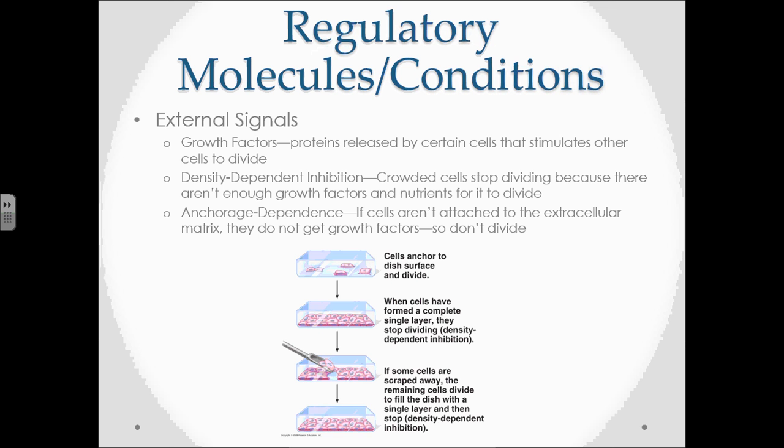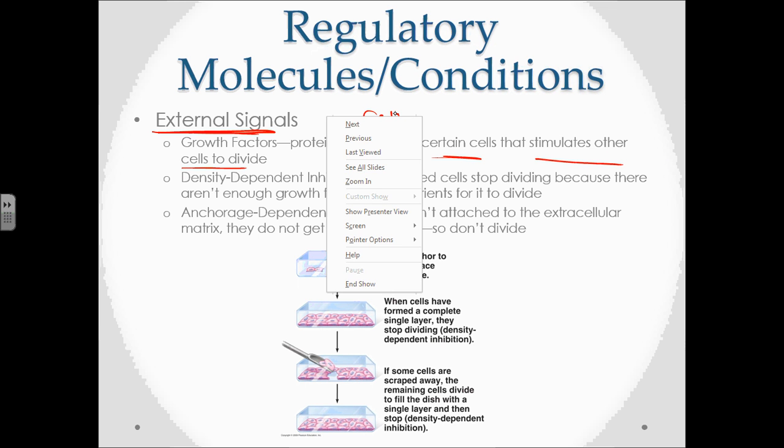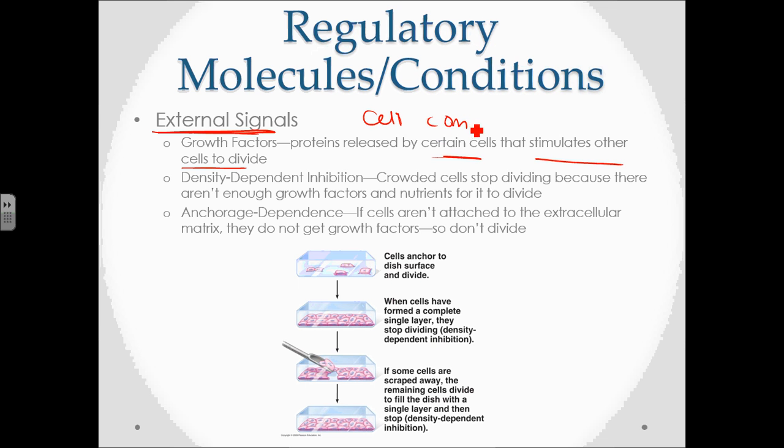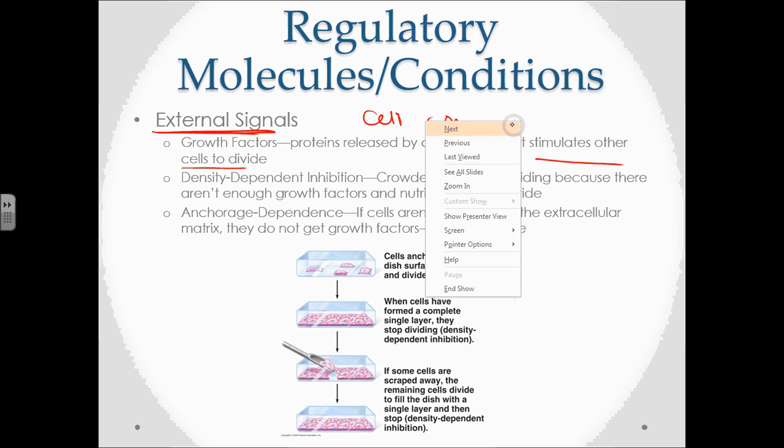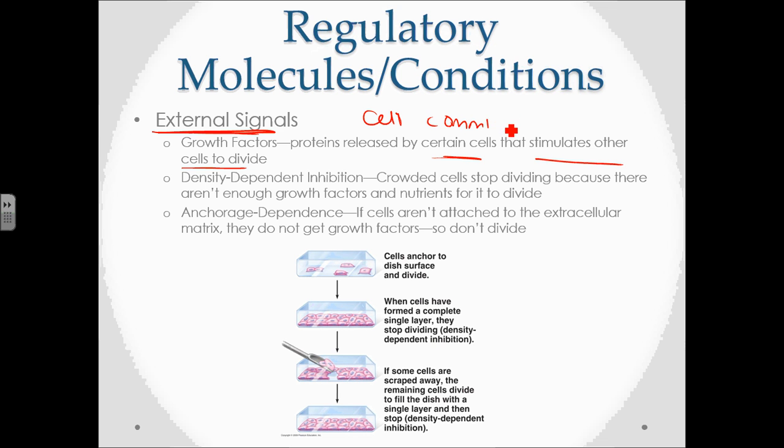Other things that can happen, external signals that come from the outside environment, growth factors, proteins that are released by certain cells that stimulate other cells to divide. Remember that cell communication piece. Cells are going to communicate with each other, and if those growth factors are too many or too little, that's going to affect how quickly or how not so quickly your cells divide.